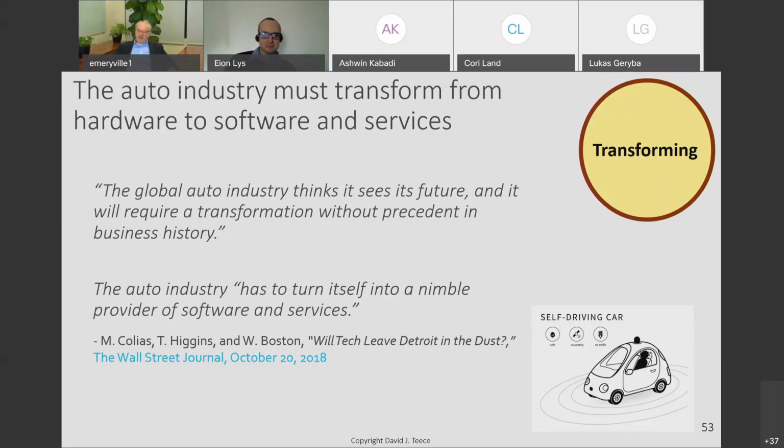So think of the challenge of building a software and service company. Think of that as one challenge, and think of a different challenge, which is taking a company that's a hardware company and turning it into a software and service company. Which challenge would you like to have? Think about that.